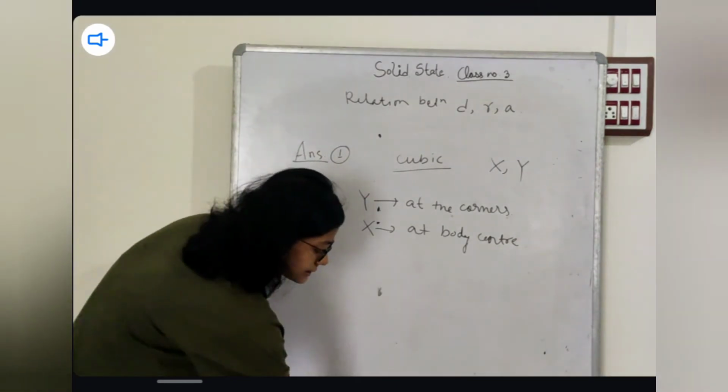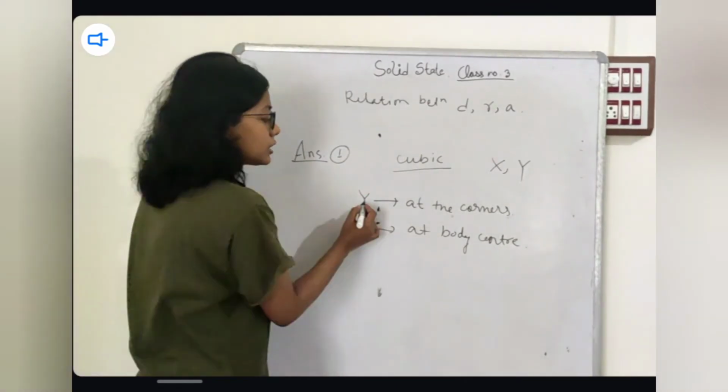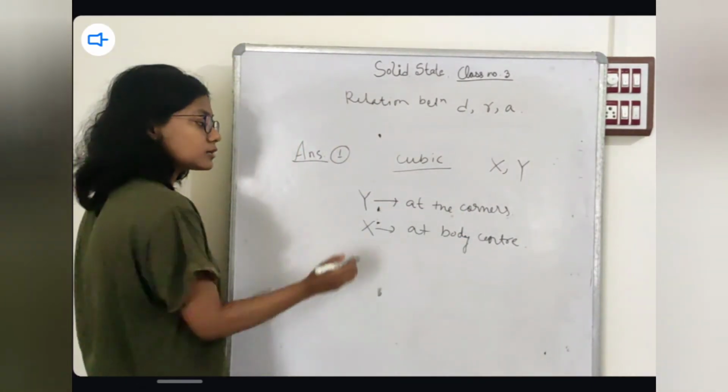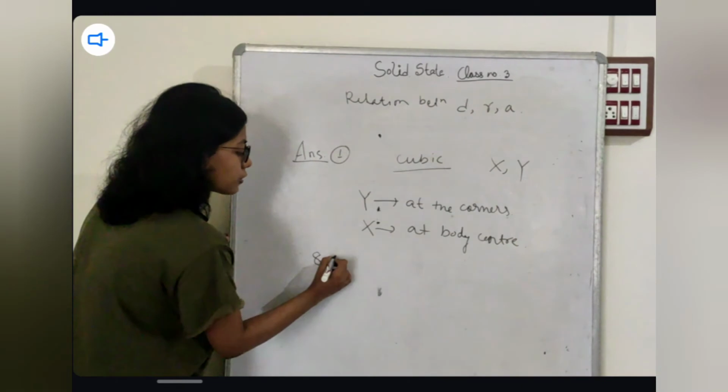So now what is the formula of the compound? We know that Y are present at the corners. So we know there are 8 corners.